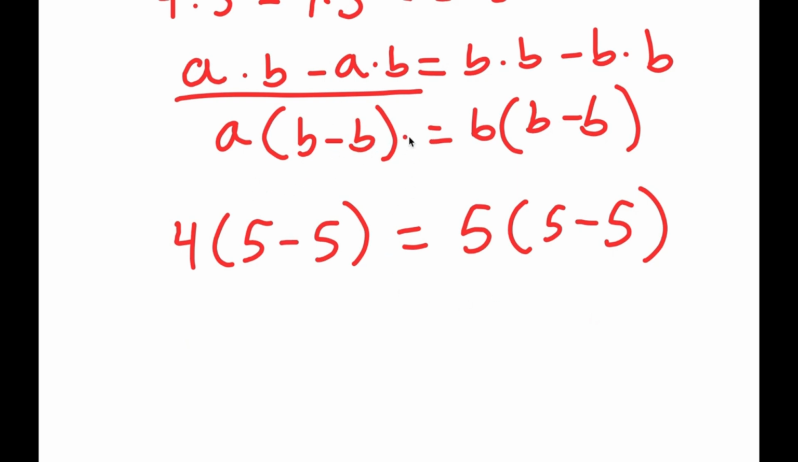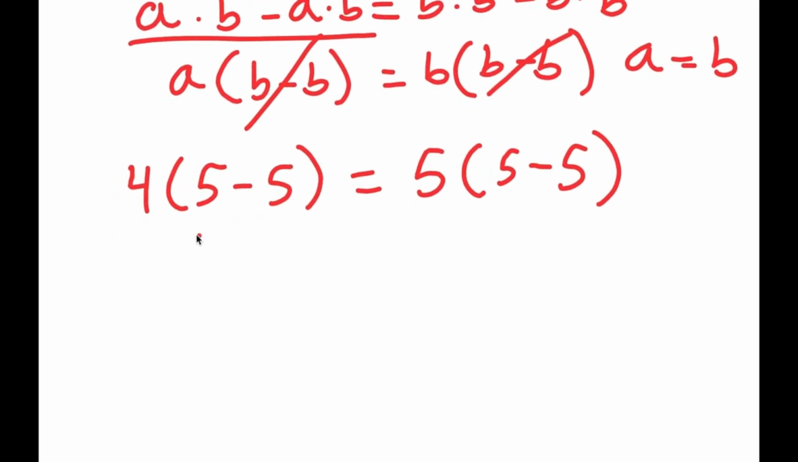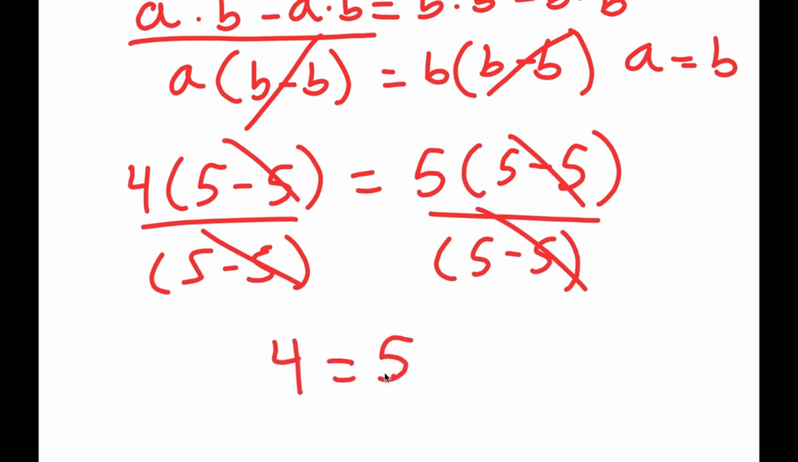And what we can do over here is, if I have something in the form a times b minus b is equal to b times b minus b, we'll notice how we can just cancel these two out, meaning that a is equal to b. So in this case, I have 4 times 5 minus 5 is equal to 5 times 5 minus 5. I can divide both sides by 5 minus 5. And these two cancel out, these two cancel out, and I am left with 4 is equal to 5.